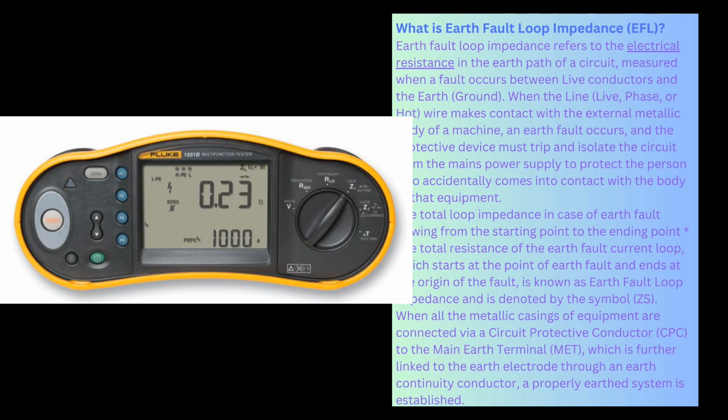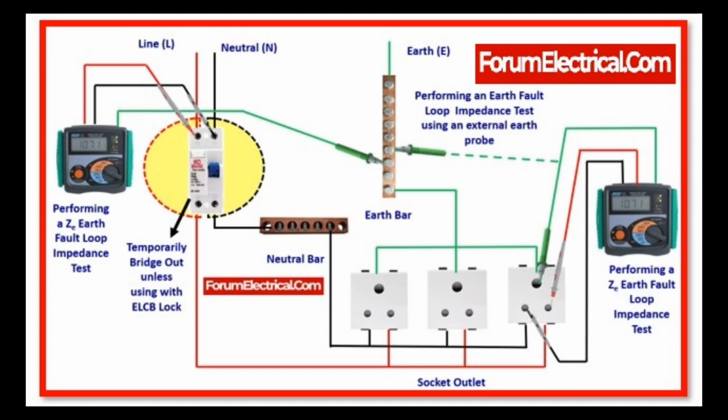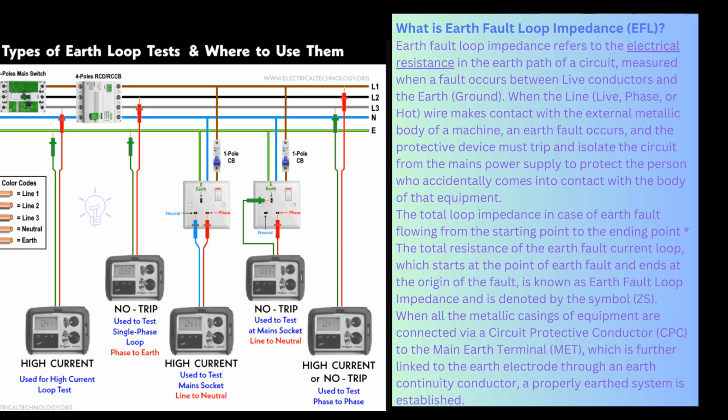EFLI, earth fault loop impedance, refers to the electrical resistance in the earth path of a circuit measured when a fault occurs between live conductors and the earth ground. When the line, live, phase or hot wire makes contact with the external metallic body of a machine, an earth fault occurs and the protective device must trip and isolate the circuit from the mains power supply to protect the person who accidentally comes into contact with the body.